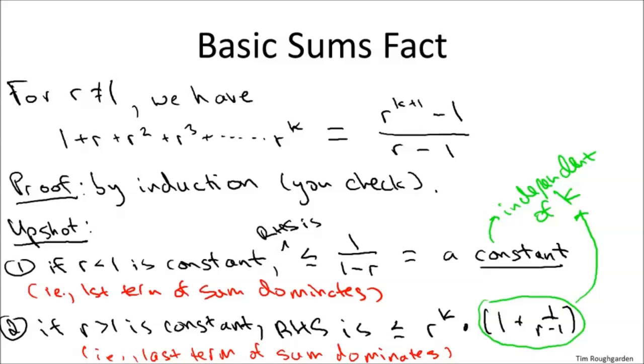In this sense, the largest term of the series dominates the whole thing. So to summarize this slide in just one sentence: when we sum up powers of a constant r, when r is bigger than 1, the largest power of that constant dominates the sum. When r is smaller than 1, then the sum is just a constant. Let's now apply this to prove case 2 of the master method.